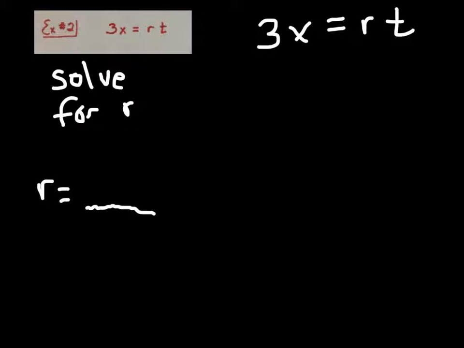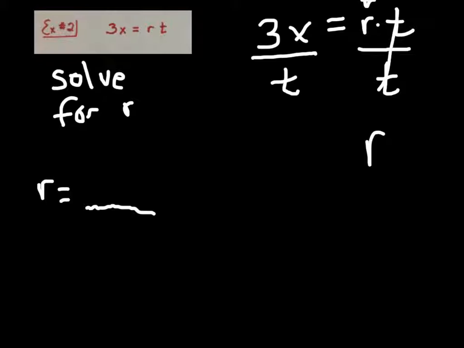For this problem, the R starts on the right, so I'm going to anchor it down and not move it, but I'm going to get rid of the thing that's with it. The thing that's with it is this t. How do I get rid of the t? You have to do an inverse operation. Because there's an implied multiplication here, the little dot, you would end up having to divide, because to get rid of multiply, you divide. So you're dividing both sides by t.